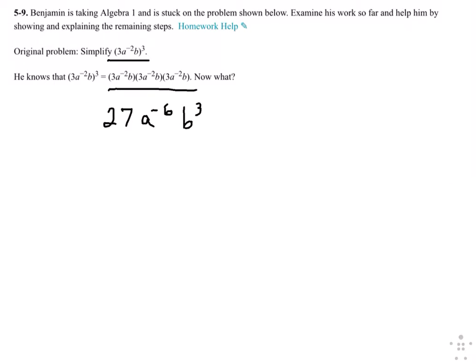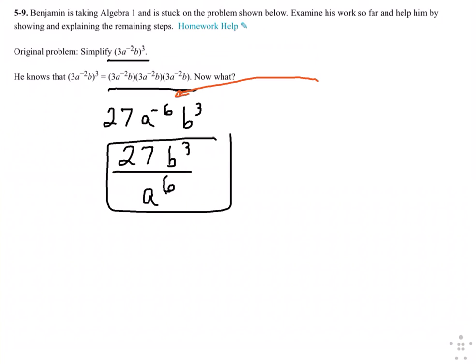And now we have to simplify. So we remember that it is not simplified if you have this negative exponent there. So this becomes 27b to the third over a to the positive 6. Remember, it is not simplified with a negative exponent.